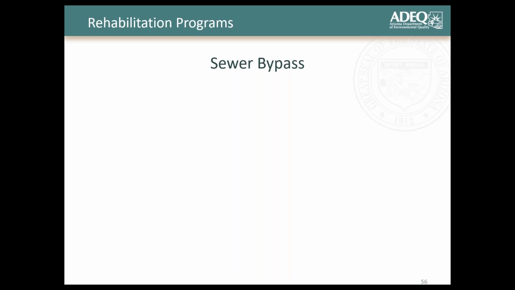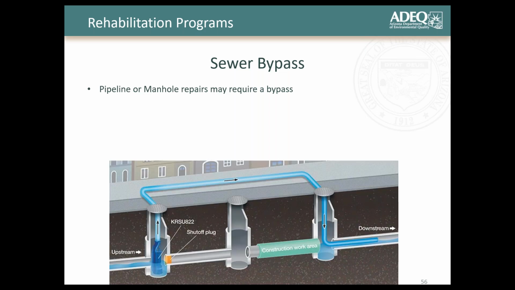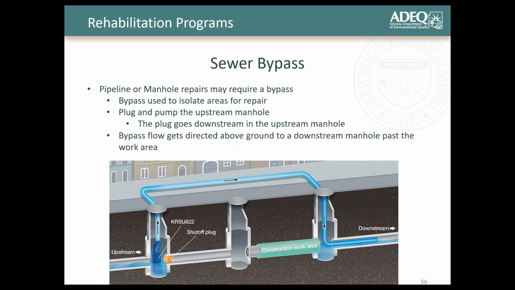Now, if you're doing either manhole or line repairs, right, you may have to set up a sewer bypass, or especially monitor if a subcontractor is setting up a sewer bypass, right? And a sewer bypass is really just bypassing certain areas to isolate that area for repair, right? So it usually involves plugging a downstream manhole, sorry, got a little confused there, plugging an upstream manhole to just kind of let the water back up, right?